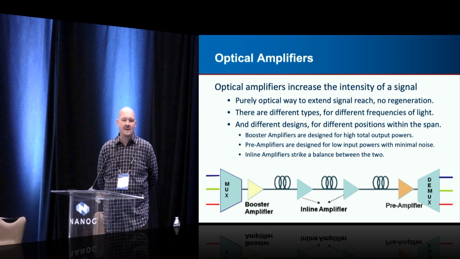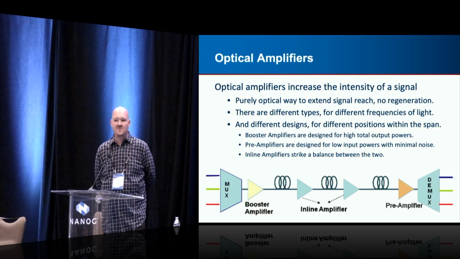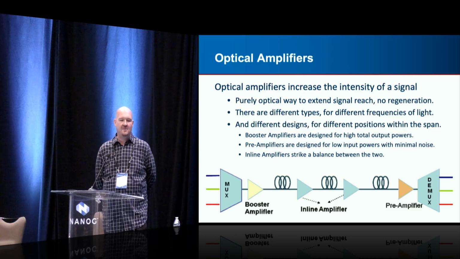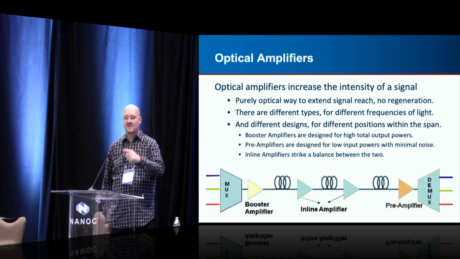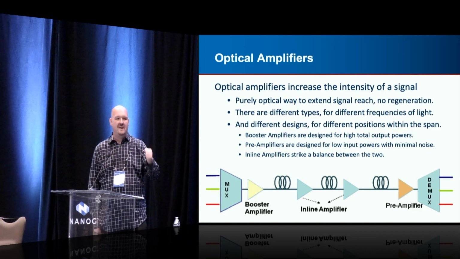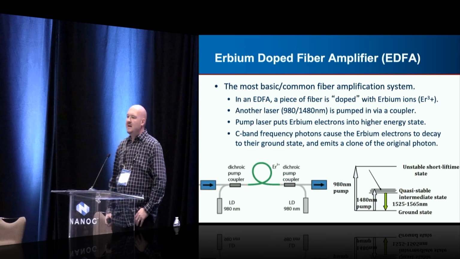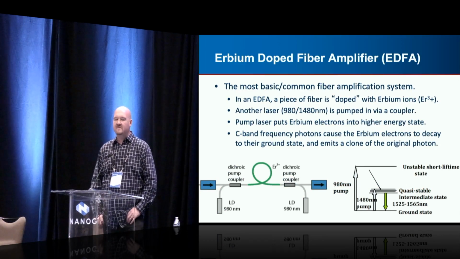And an inline amp is something that strikes a balance between the two. So you might use that if you're not breaking out a signal, you're just passing through. Here's an 80 kilometer span going to another 80 kilometer span. You might use an inline amp that's striking the balance of the two.